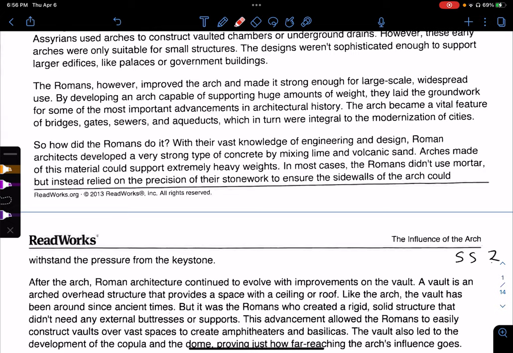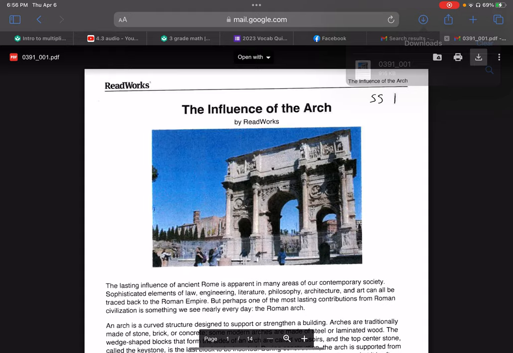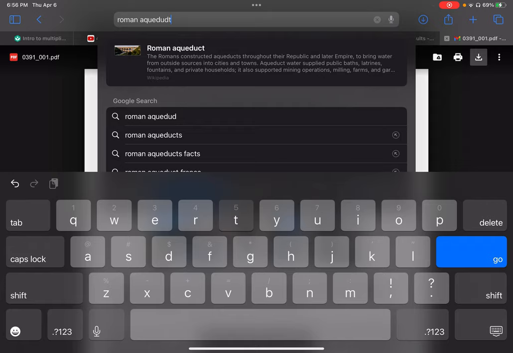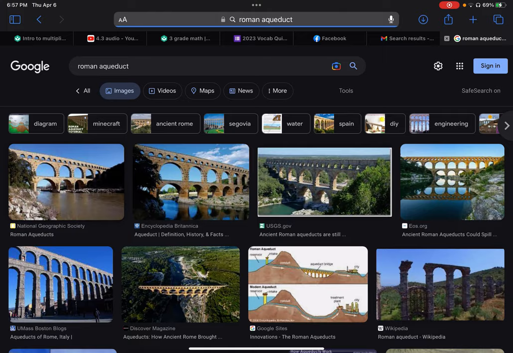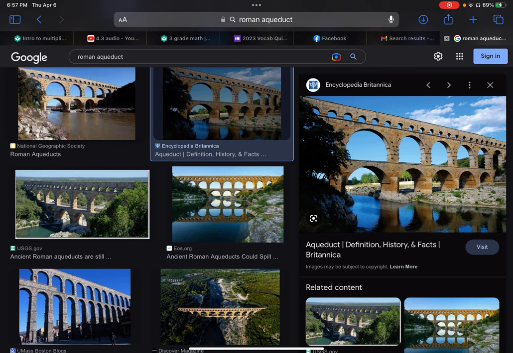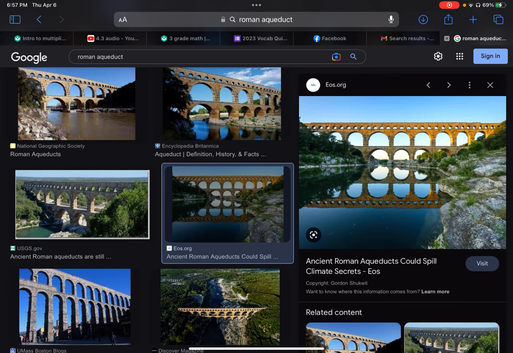So if I look up Roman aqueduct, I misspelled aqueduct, here you're able to see the arches, right? You see those rounded ones, those are the arches. And the arch allows the Romans to be able to develop these big structures.